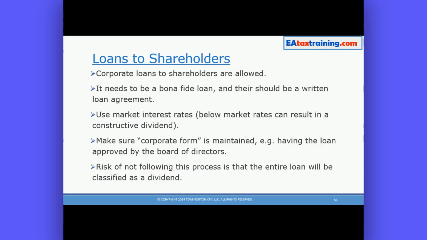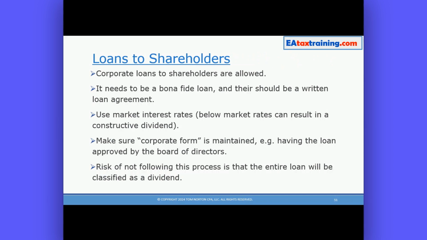Loans to shareholders. Another way to get money from a corporation to a shareholder is by the corporation making a loan to the shareholder, and that's fine. That is allowed. However, it needs to be a bona fide loan, an actual loan. There should be a written loan agreement, like we've talked about before when you're talking about related party transactions. You want to use market interest rates because remember, below market rates can result in a constructive dividend, like we said before. You want to make sure that the corporate form is maintained.